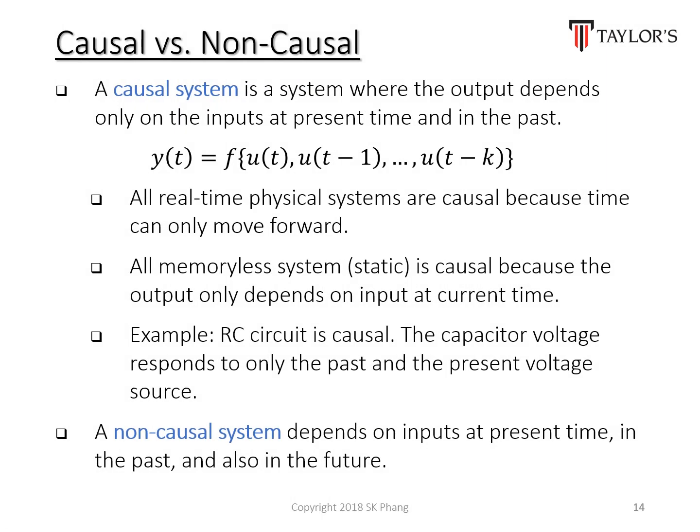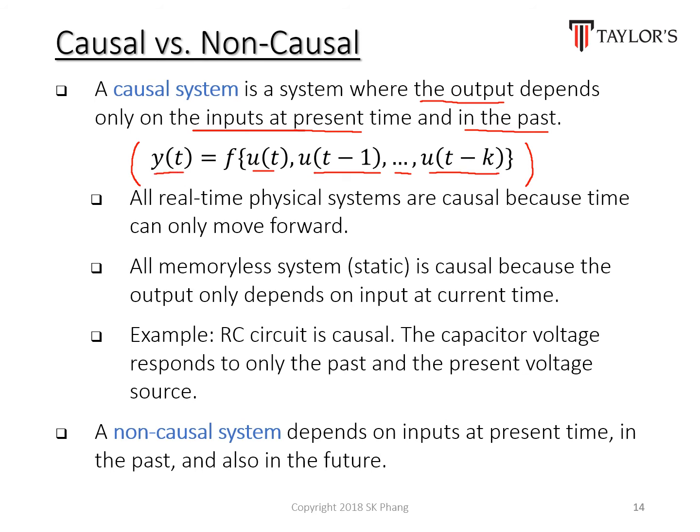And next is causal systems and non-causal systems. A causal system is a system where the output depends only on the current input and past inputs. It does not depend on future inputs. So if you write it in mathematical form, it will look something like this. The inputs will be the current time or any previous time, to form the current output.